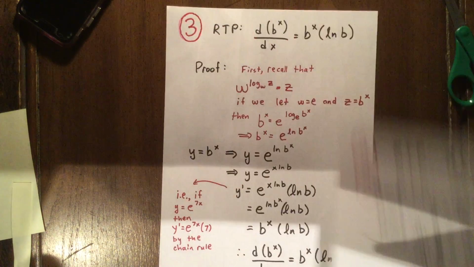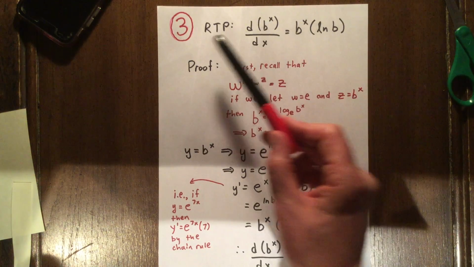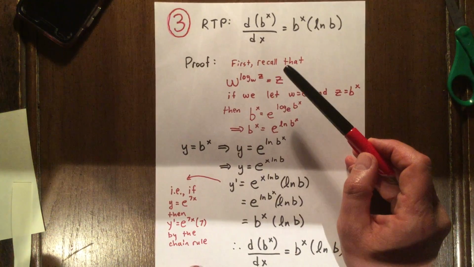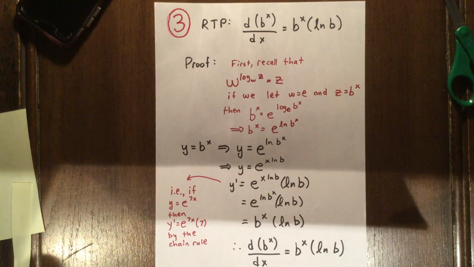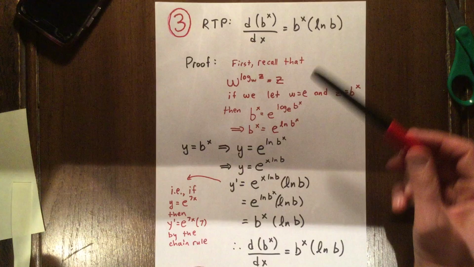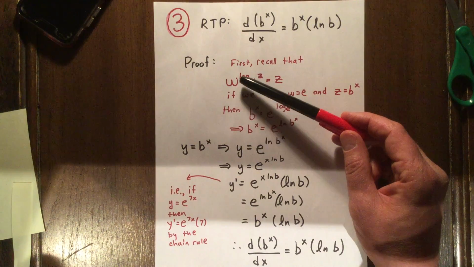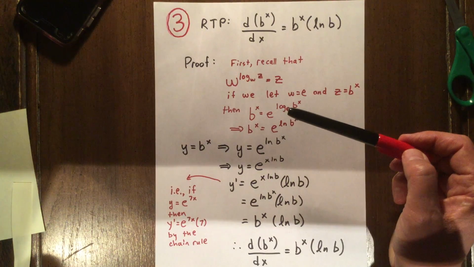Okay, and now our third proof is this beauty right here. We're required to prove that the derivative of b to the x with respect to x is b to the x ln b. Now, to do this, we're just going to try and recall that it's a property of logarithms. w to the log base w of z is equal to z. That's a property of logarithms.